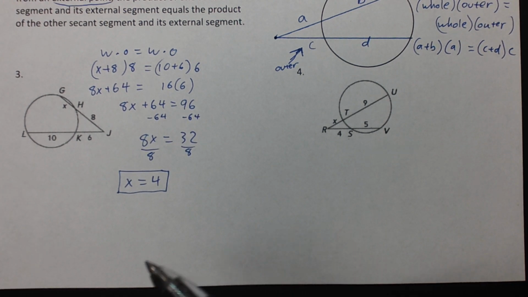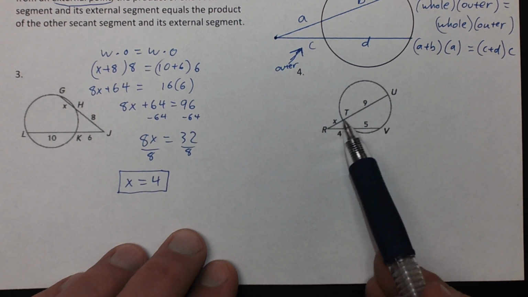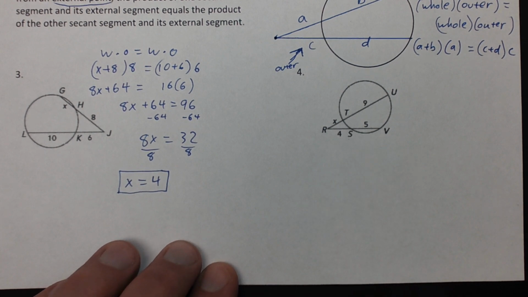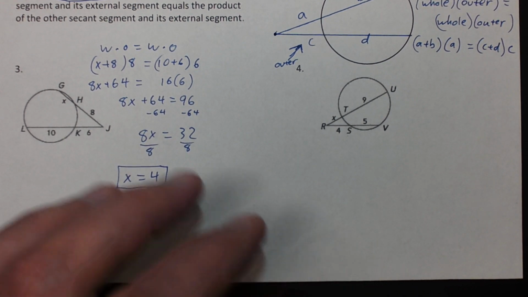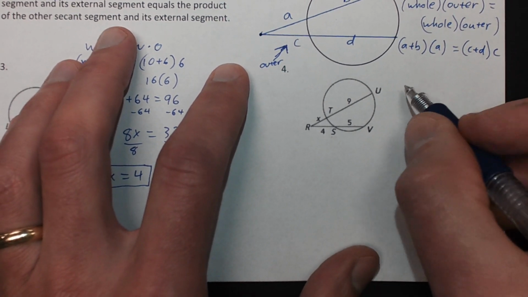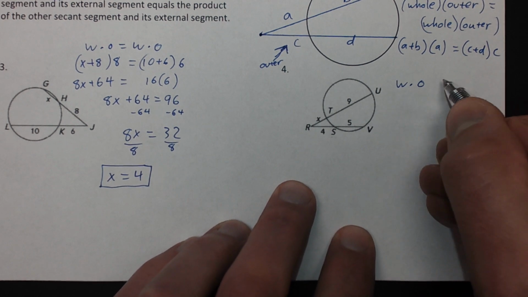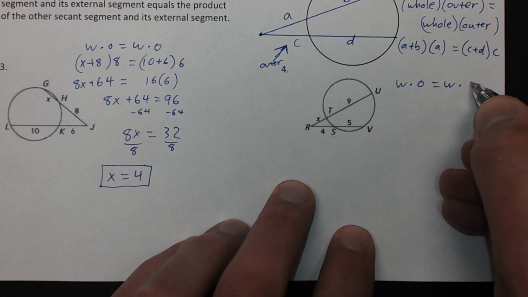So this was the easier case. And we're going to try one now with the harder case where, notice the outer segment, RT, is actually the unknown this time. So it's going to appear twice. I always encourage you to write down the formula that you're going to use. In this case, it's whole times outer equals whole times outer.